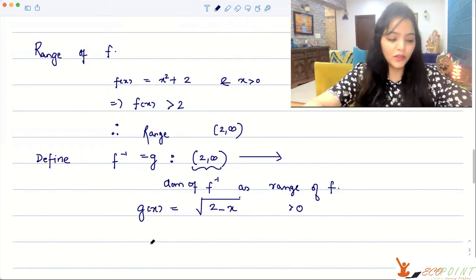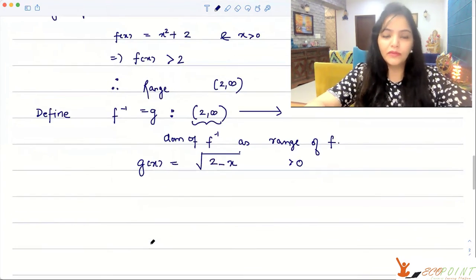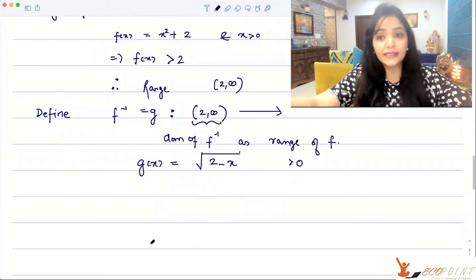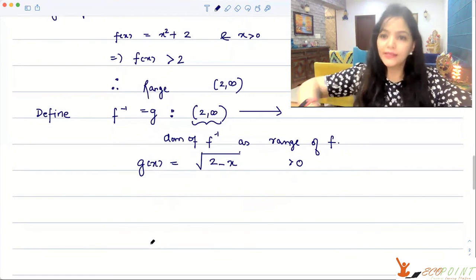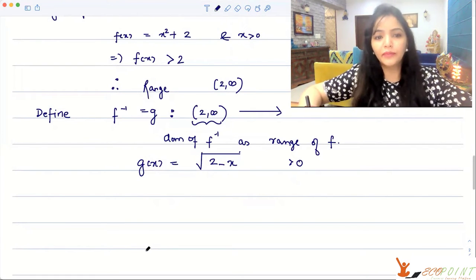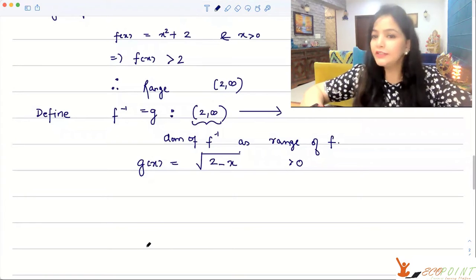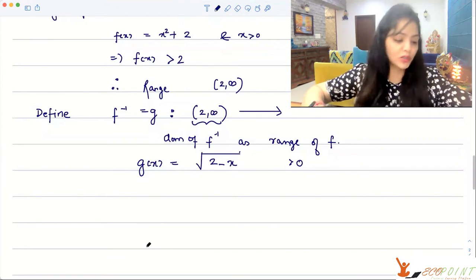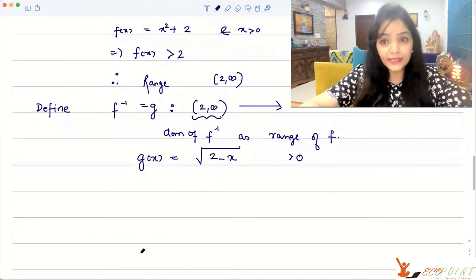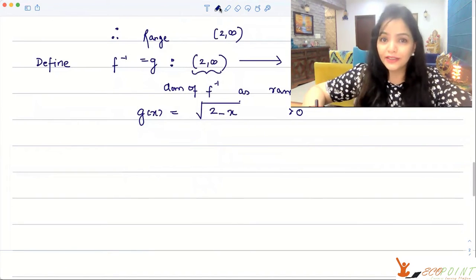Okay. So remember what we have done here. Domain of f inverse, or domain of g, is taken as the range of f. And that's how you can define an inverse of a function which is 1 to 1, even if it is not onto as such.